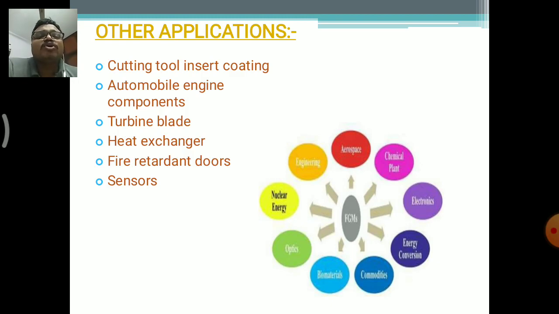Next one is automobile engine components. For the components of the automobile engine, we use FGMs for the coating and the inner layer of the steel of the engine components. Next are turbine blades, heat exchangers and fire retardant doors. And the last one is sensors. These sensors are used in traffic lights and for navigation. Next, we are using it in nuclear energy and aerospace engineering. So these are all recent modifications in FGMs.